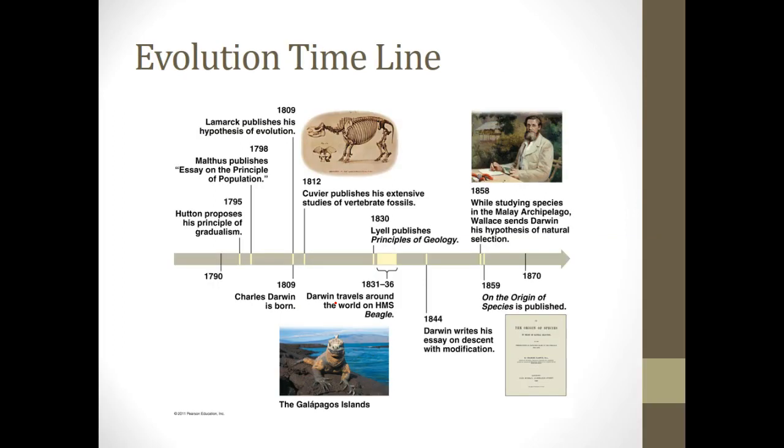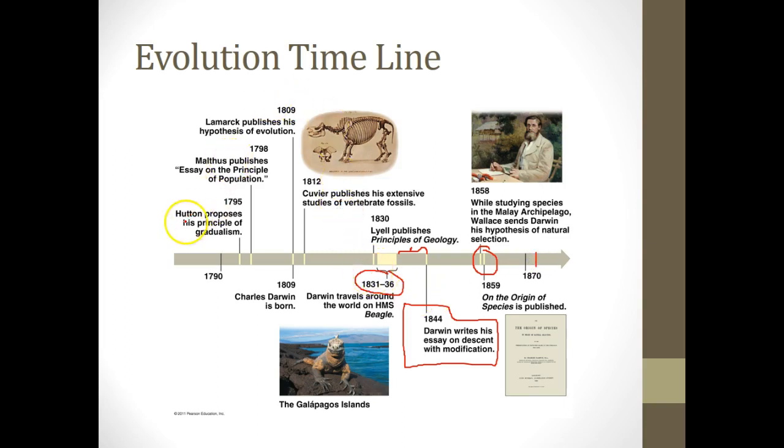So, evolution timeline. Here is the traveling, okay? 1831 to 1836. That's when he traveled on the Beagle. He wrote his essay, as the video we watched demonstrated, several years after he arrived, because he was basically collecting evidence and analyzing the evidence in this 10-year gap. He then finally published The Origin of Species towards the end of his career, and then ultimately died in, like, 1872, so right in here.